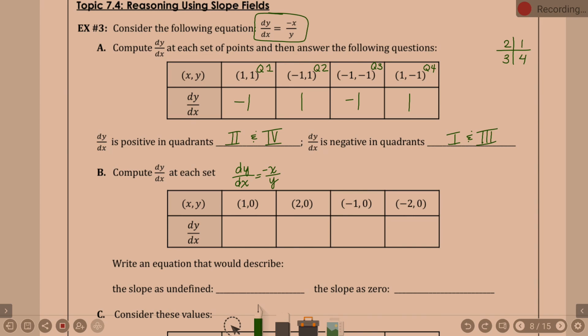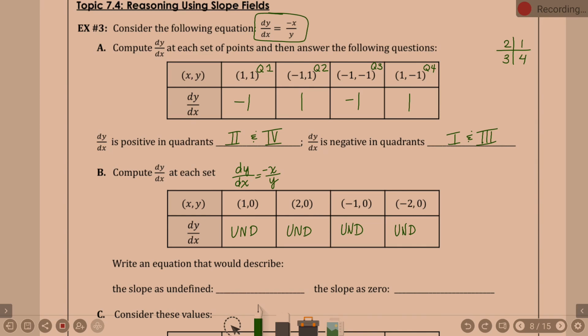So at (1, 0), I actually have undefined written in mine, but same idea, right? (2, 0) undefined. (Negative 1, 0) undefined. (Negative 2, 0) undefined. Undefined, DNE, whatever.